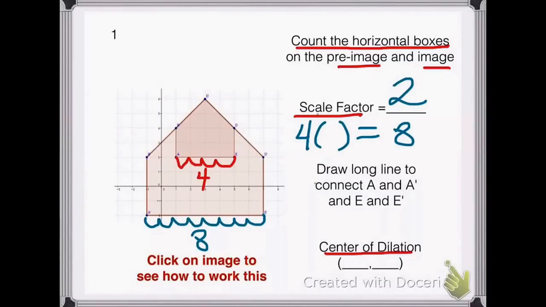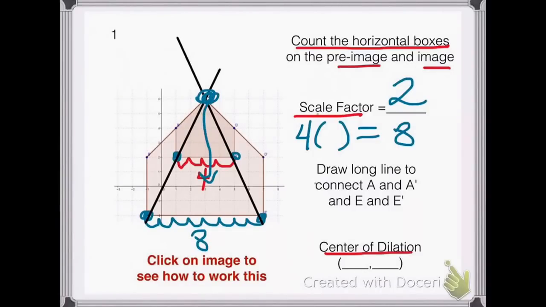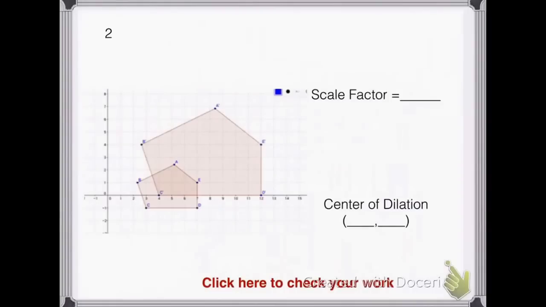And then if I want to find my center of dilation, I'm going to match up my points that correspond. So I can match up A and A prime, and I'm going to draw a line to connect those. And I want to match up E and E prime and draw a line to connect those. My center of dilation is going to be the point where they intersect, so that would be there. So the X coordinate would be 3, and my Y coordinate would be 6. So my center of dilation is at 3, 6.